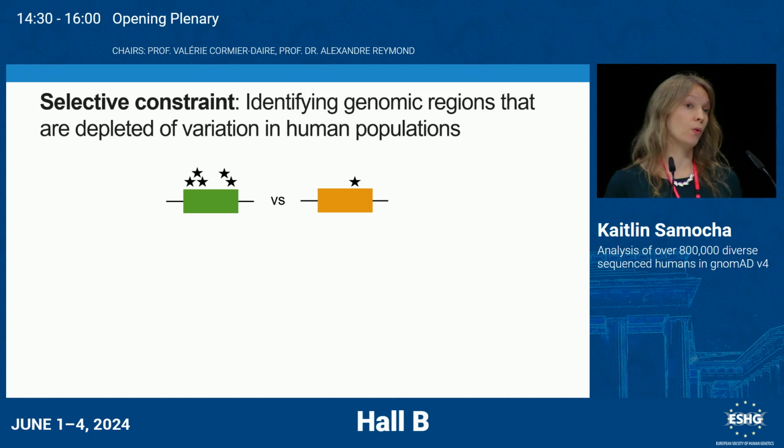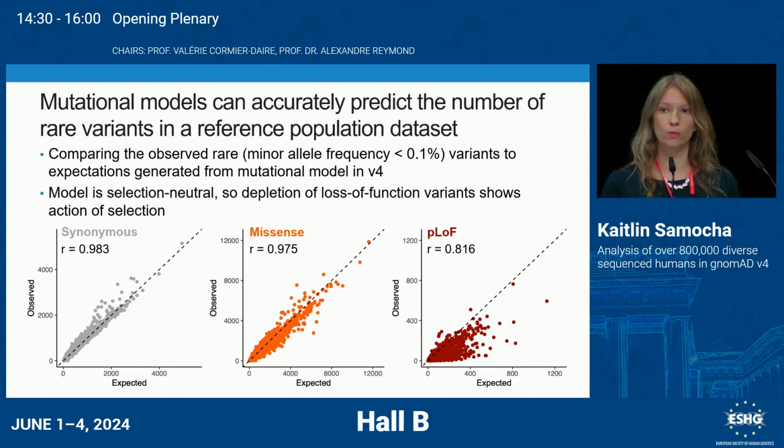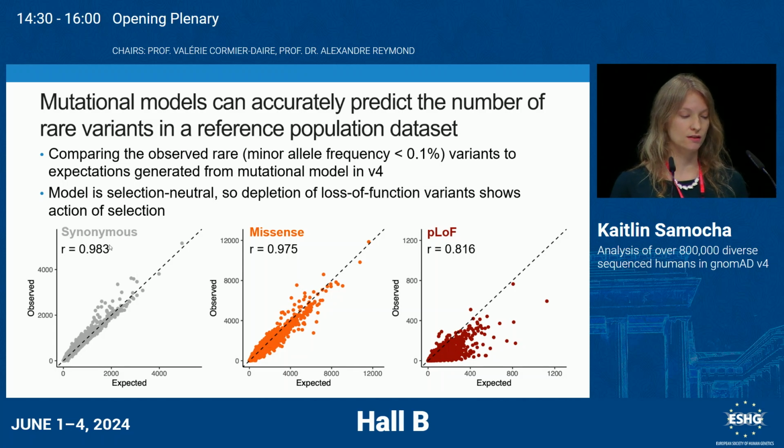It does, of course, require that you have some sense of what you're expecting to see. So we have a mutational model that works fairly well here. When we compare the expected to observed number of rare synonymous mutations per gene, we see a pretty tight correlation. That's an R of 0.983. And each of these points is a gene. So for the vast majority of genes, synonymous is matching.